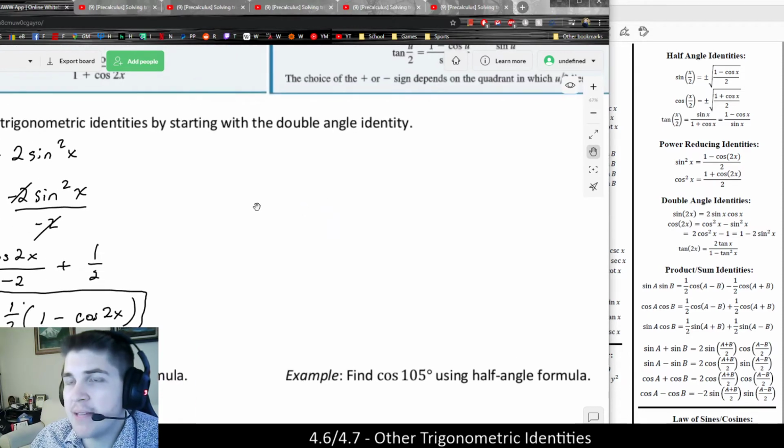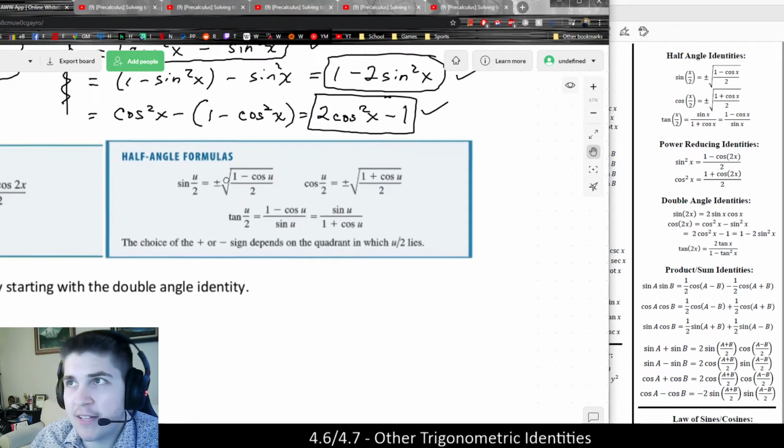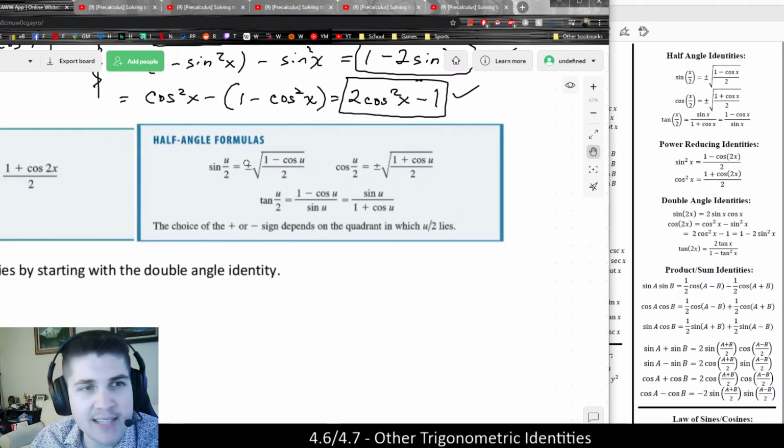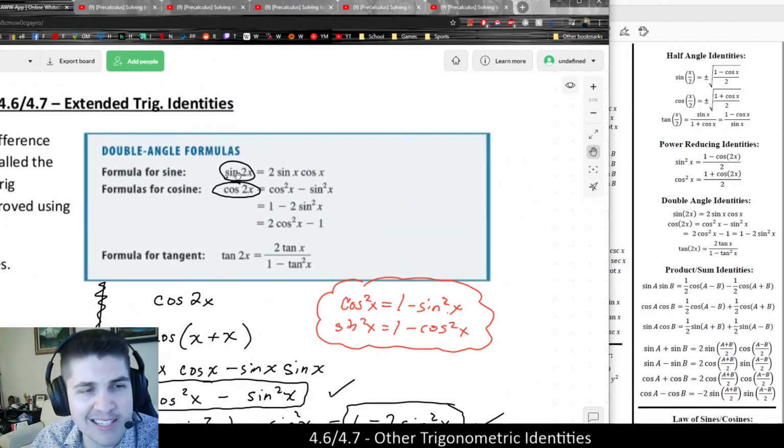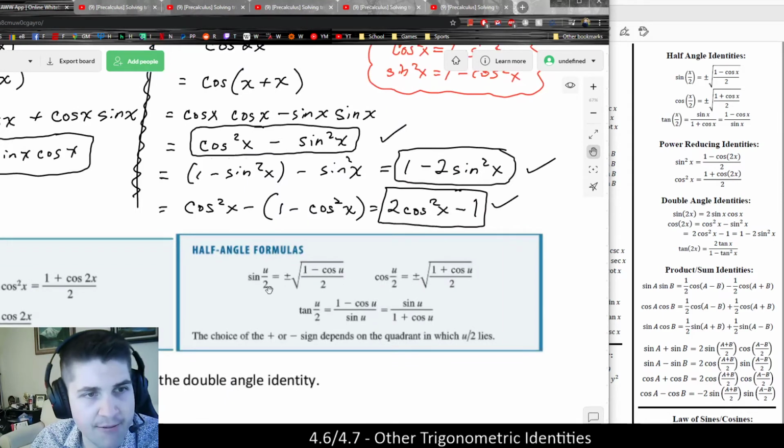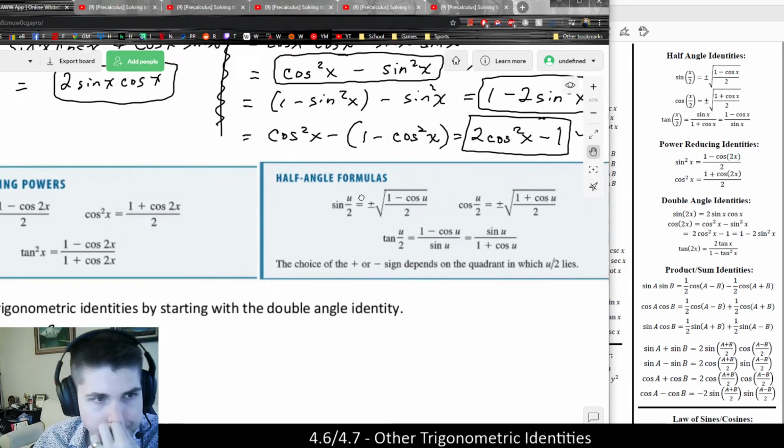Basically, if I'm looking at the half angle identities, what it says is that the sine of u over 2 is equal to plus or minus the square root of 1 minus cosine of u over 2. In a similar way, we refer to these as double angle identities because it's sine of twice x. Here we have sine of half u, or half x. So it's going to give us what happens if I'm talking about half an angle.